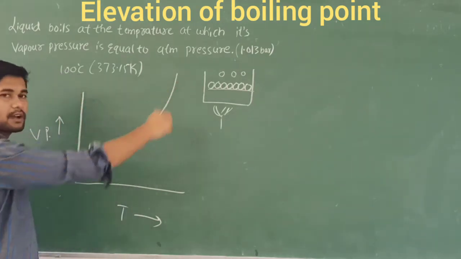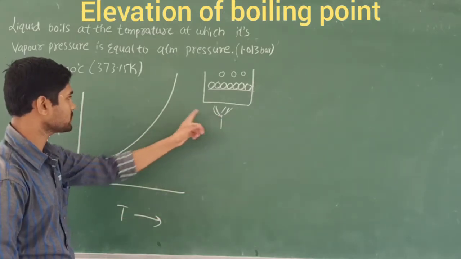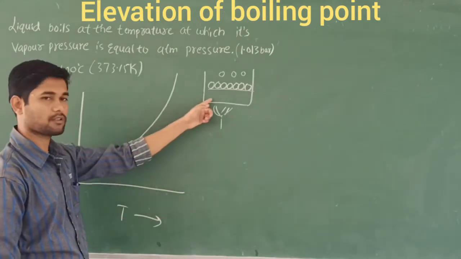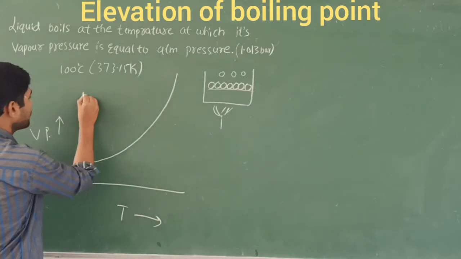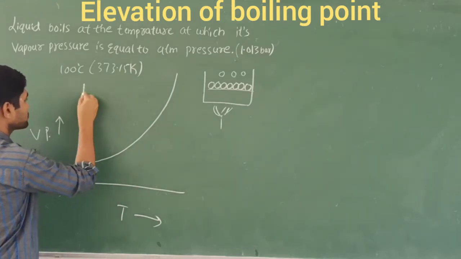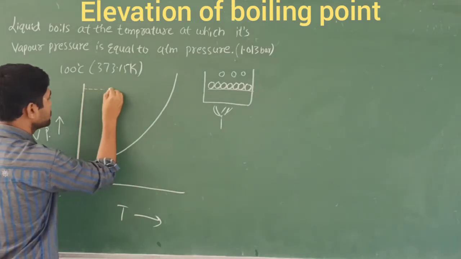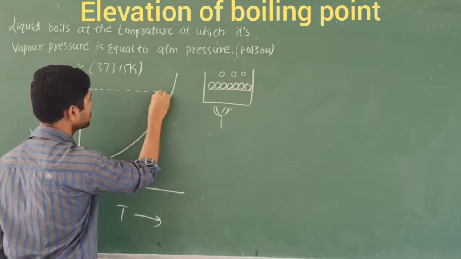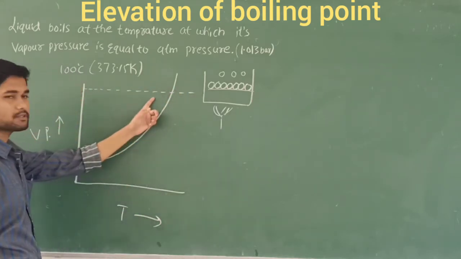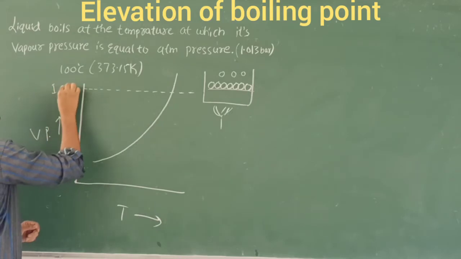Like this, it goes on increasing. When you increase the temperature, the vapor pressure of this solvent goes on increasing. And here I am going to draw the dotted line. This dotted line is called 1 atmospheric pressure.